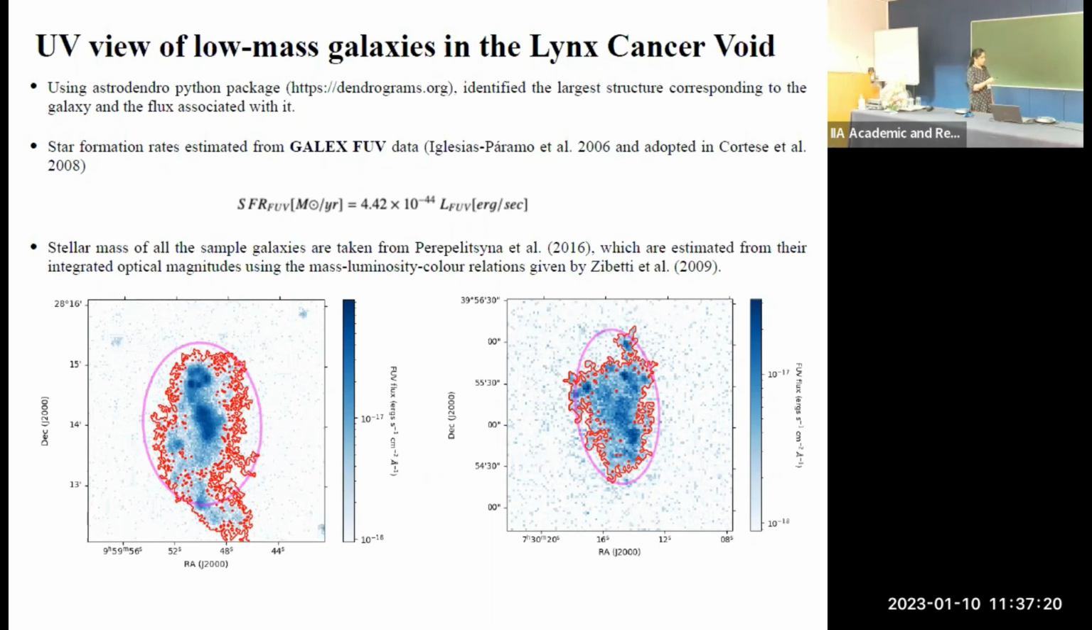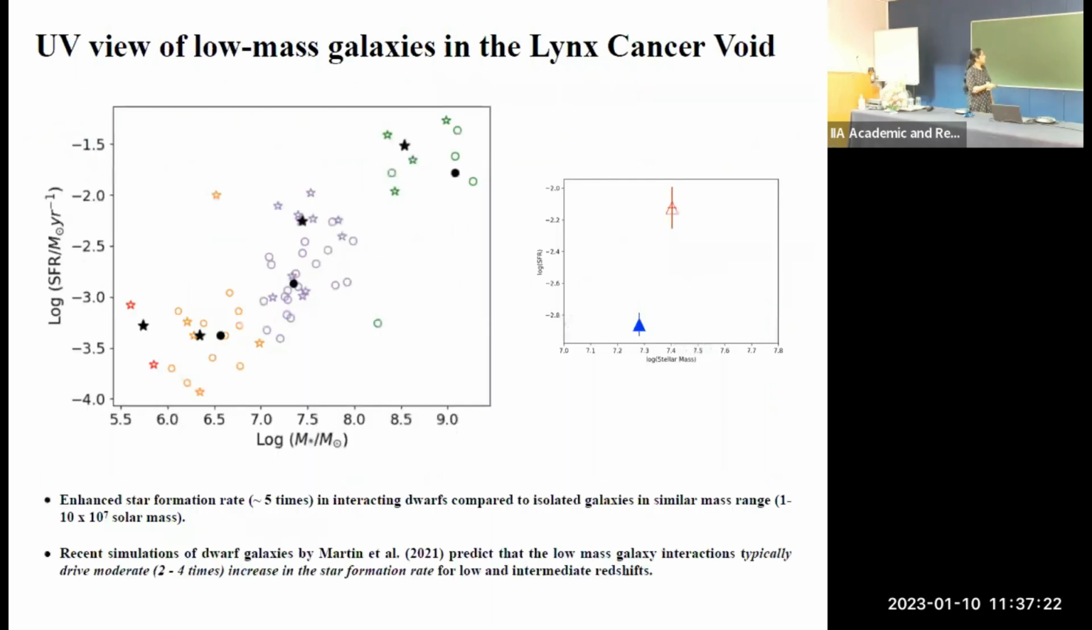What we found is, this is the stellar mass versus star formation rate plot. The points in different colors are for different mass ranges. 6 to 7 are in orange. These violet points are from 7 to 8, 10 to the power of 7 to 10 to the power of 8, and these green points are from 10 to the power of 8 to 10 to the power of 9.